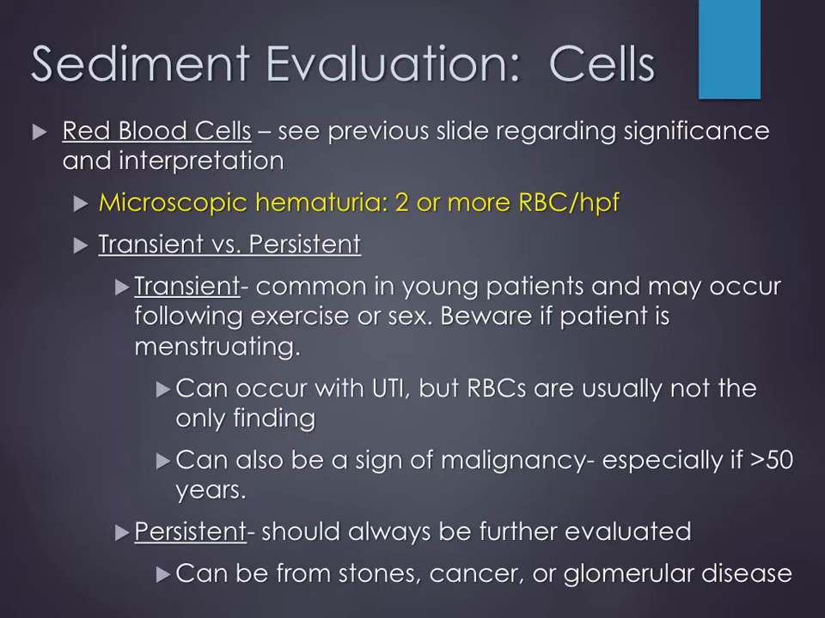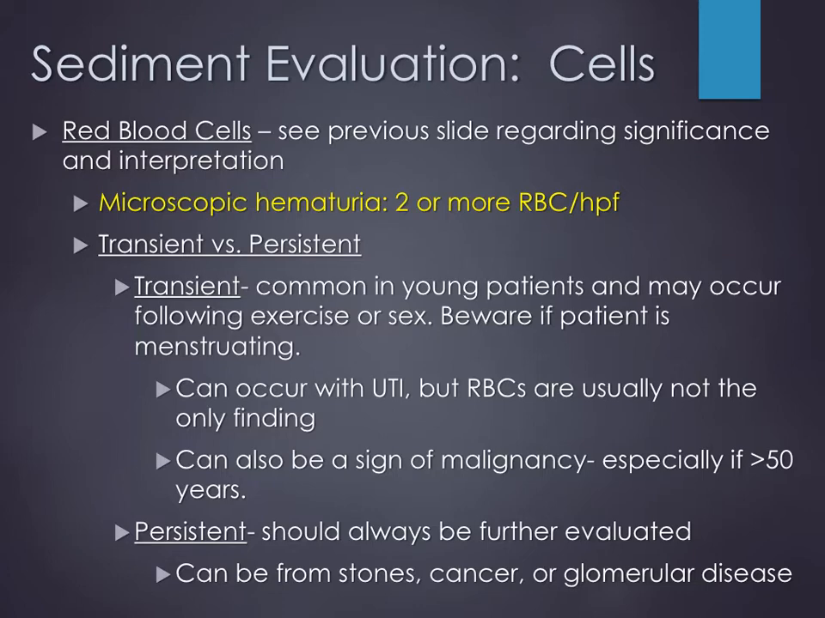All right, so they have transient hematuria. You have to consider malignancy, especially in somebody over the age of 50 years old. Persistent hematuria should always be evaluated. This can be coming from stones, cancer, or some type of glomerular disease. But here's a general rule of thumb to consider. Painless, gross hematuria, especially in somebody over the age of 50, is always cancer until proven otherwise.